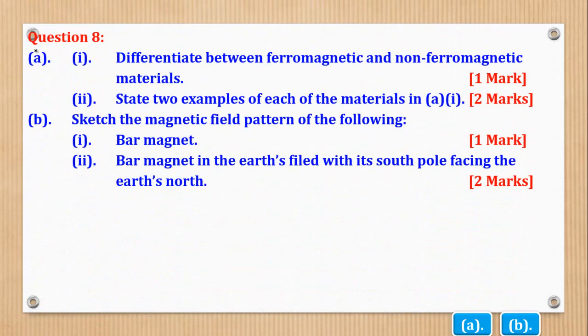Now we shall go to question 8. Question 8 says, part A, Roman 1. Differentiate between ferromagnetic and non-ferromagnetic materials. Then state 2 examples of each of the materials in A Roman 1 above.